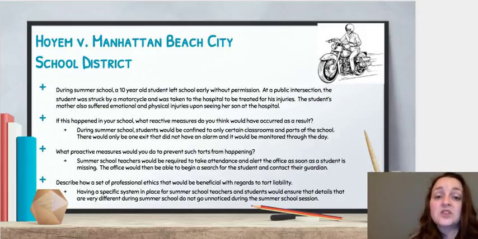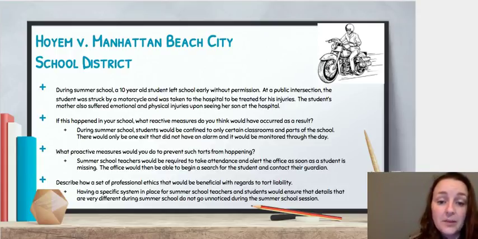This last case deals with a summer school situation, and there was a student who's 10 years old who attended summer school but then left summer school before the end of the day, was crossing at a public intersection and was hit by a motorcycle. The student was taken to the hospital for their injuries, and when the student's mother arrived at the hospital to see her son, then she stated that she sustained emotional and physical injuries as well as a reaction to seeing her son and his physical injuries.